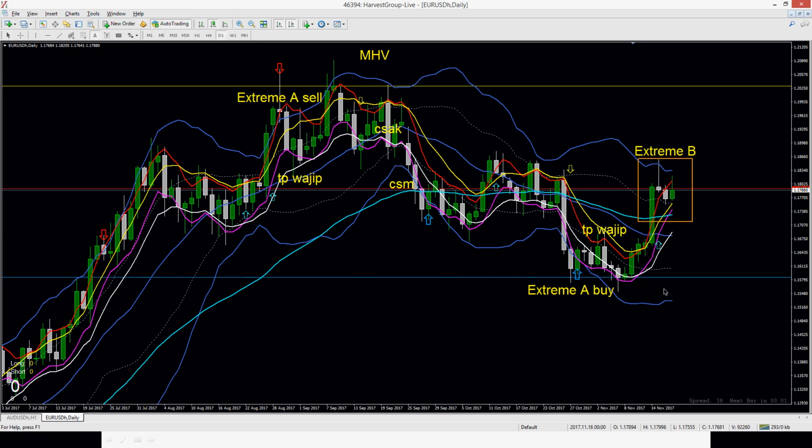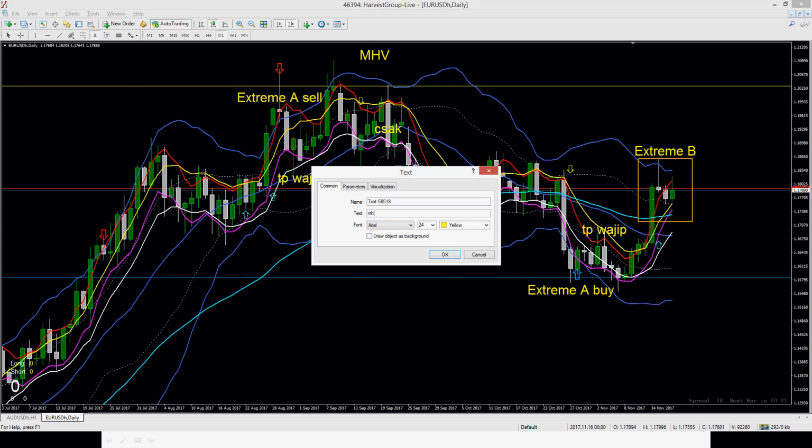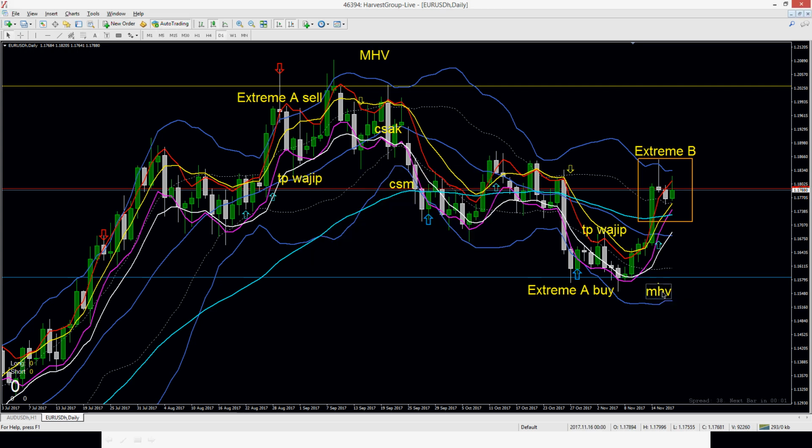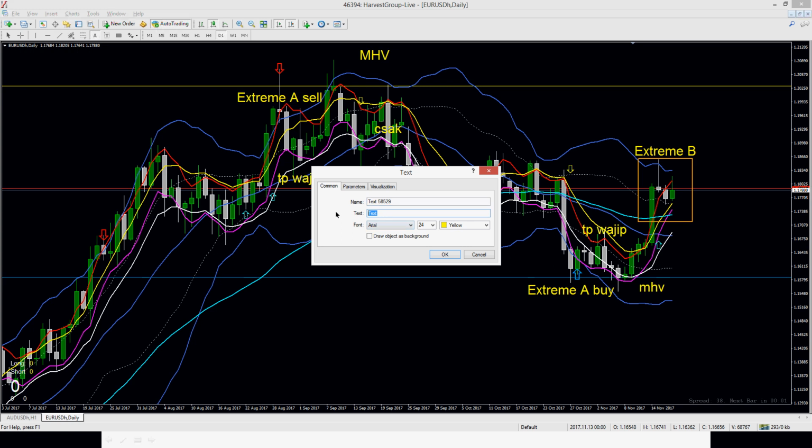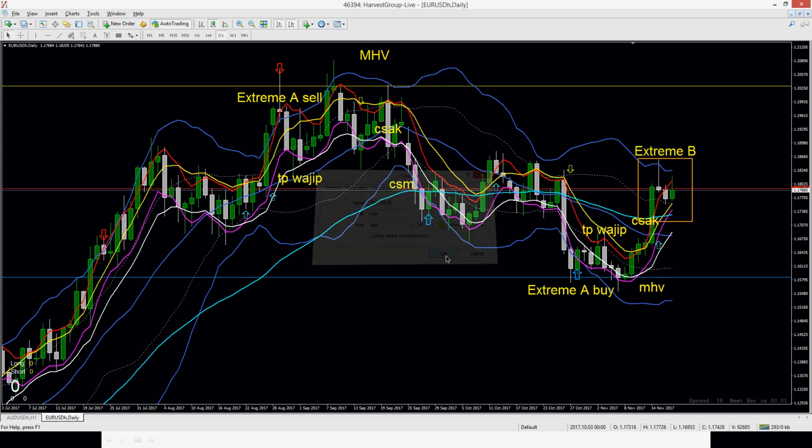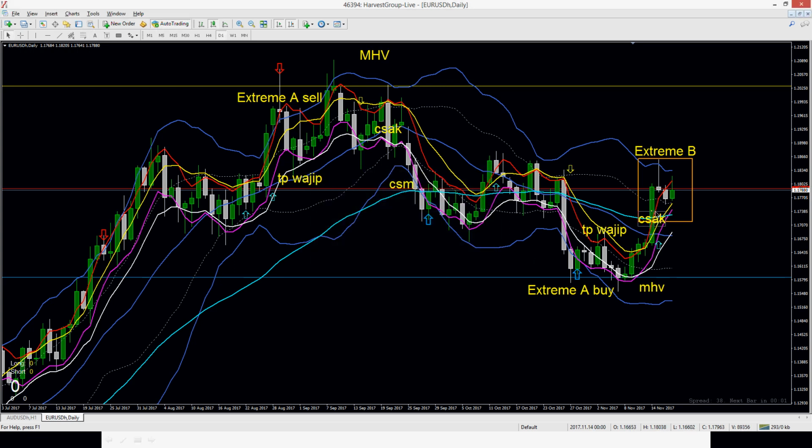Hang on, let me just sort this out. So you have a buy MHB over here, and now you also have candlestick Arakuko. However, with this candlestick Arakuko, you don't have any momentum at the top because there's an Extreme B sell. So that's the setup for EU daily at the moment.